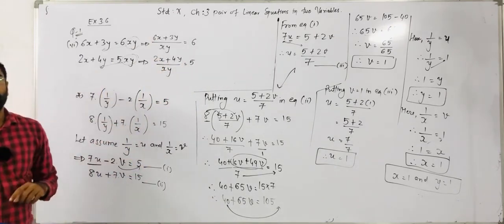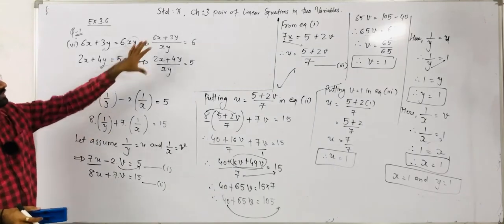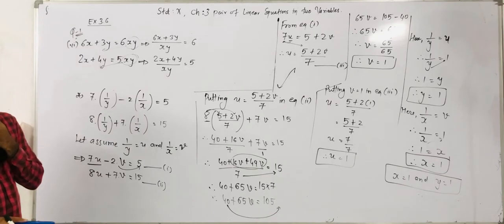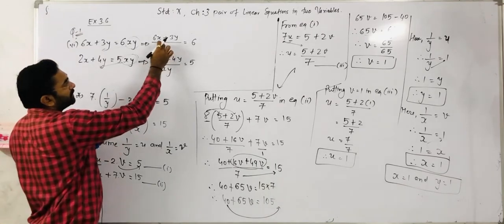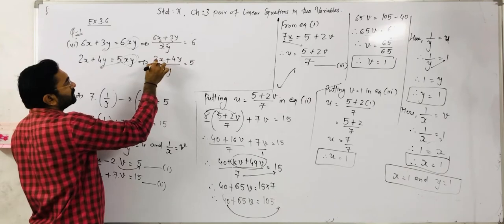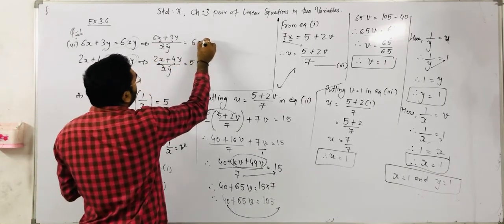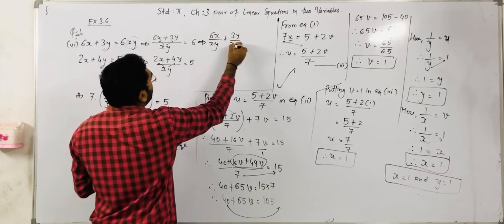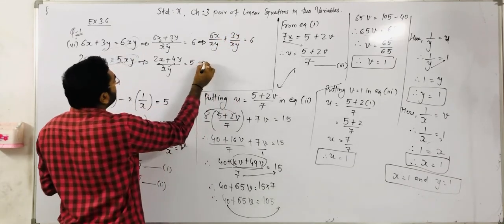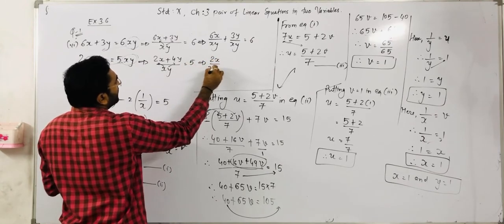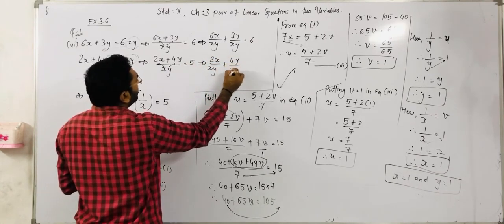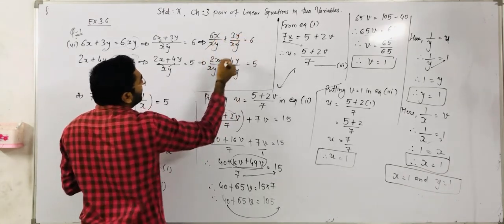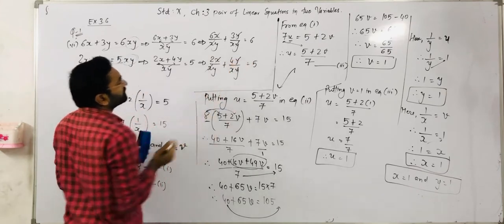Now this sum is the same type as the sum we solved in question number 5. Same thing, same process you have to do. Which process? You have to divide that xy denominator in both the terms. So what you can write? 6x upon xy plus 3y upon xy is equal to 6. Same way here, 2x upon xy plus 4y upon xy is equal to 5 we get. Now cancel out the xx, yy, xx and yy.